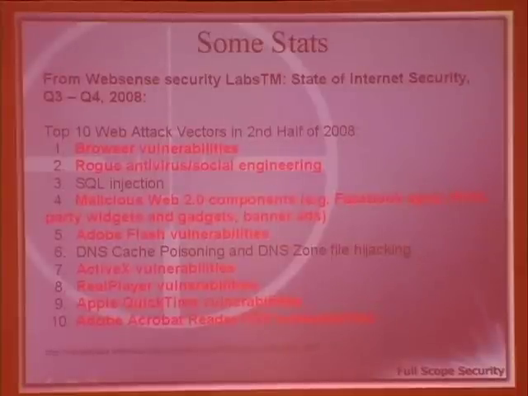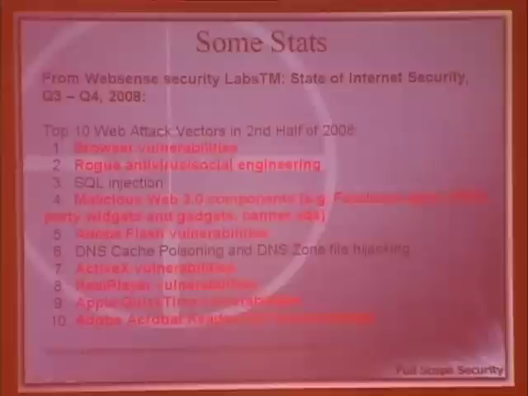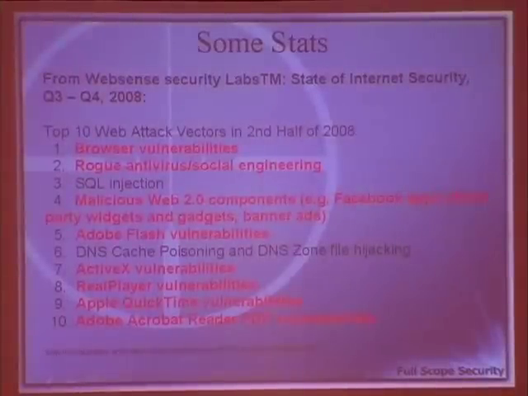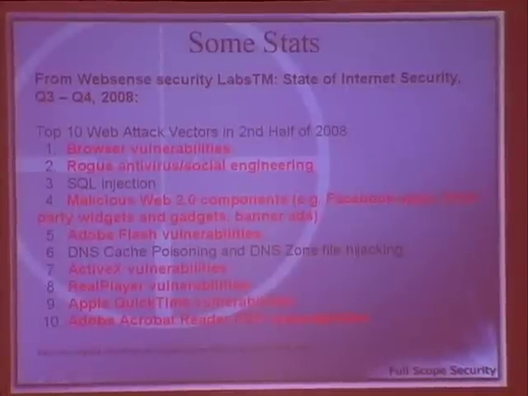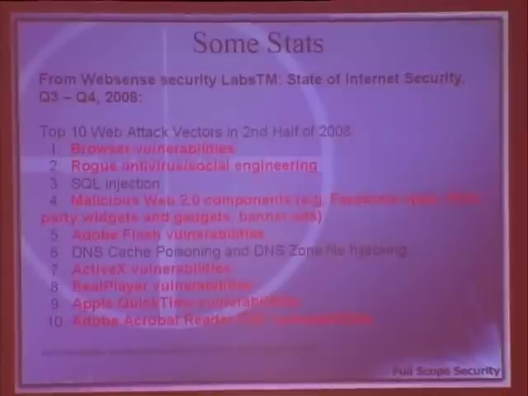Some more stats. In the last quarter of 2008, 8 of the top 10 web attack vectors all require some type of user interaction. So that's exactly what we're talking about, client-side attacks. Your browsers, your antivirus, anti-malware 2009, malicious Web 2.0 components, all of your Adobe components that you're running, Adobe Flash, PDF. And even movies, QuickTime, like you saw in the last presentation, and RealPlayer vulnerabilities.